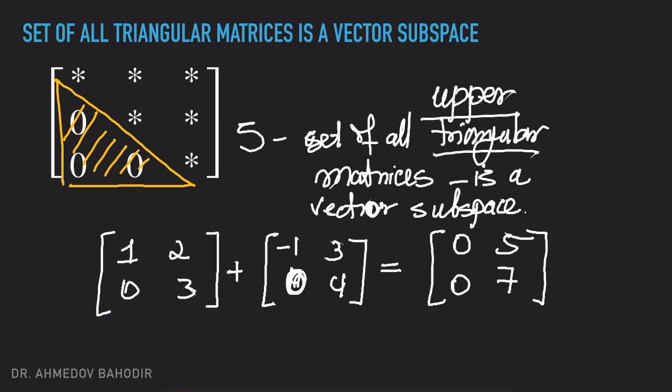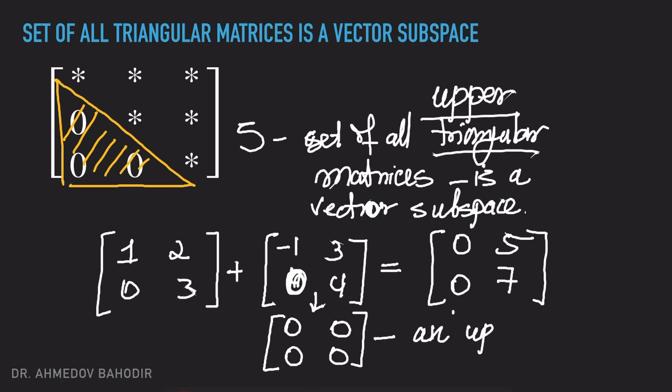So if you multiply one of the upper triangular matrices by 0, you're going to get a completely 0 matrix. So this is 0, 0, 0, 0. And this is also going to be an upper triangular matrix, right? Because all of the entries below the diagonal are equal to 0.